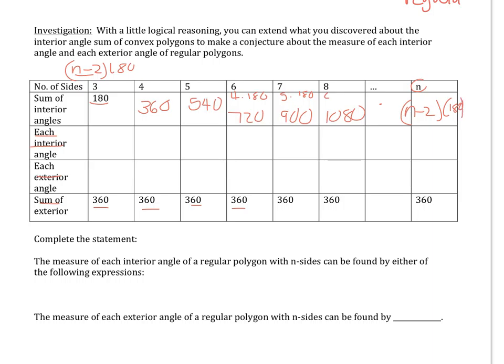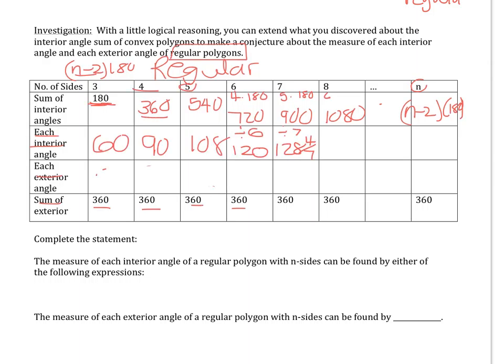Now each interior angle. We're talking here about regular polygons, so that means every angle is going to be the same. So for the triangle, you divide 180 by 3. 1080 divided by 8 is 135. So the formula for each interior angle, you're going to take the n minus 2 times 180 and divide that by n, the number of sides.